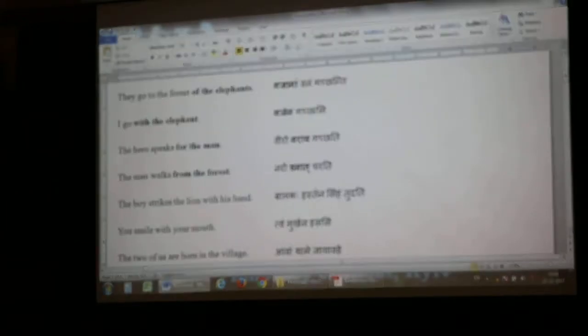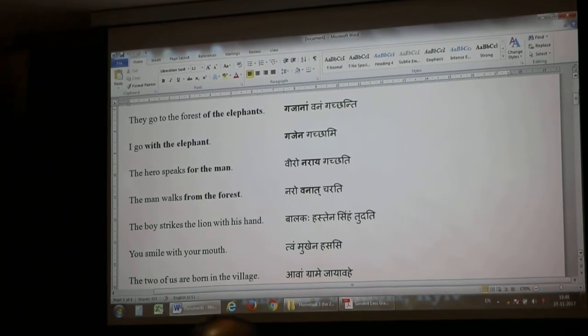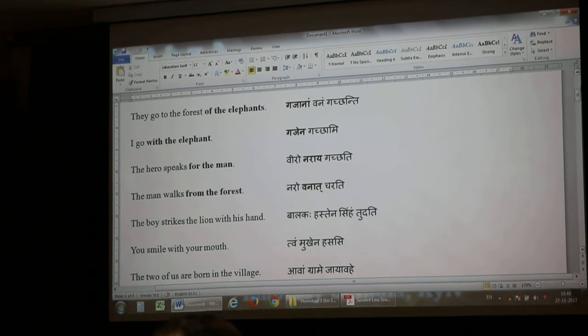Vadati. Veeraha Narai Vadati. Aha, now I understand.